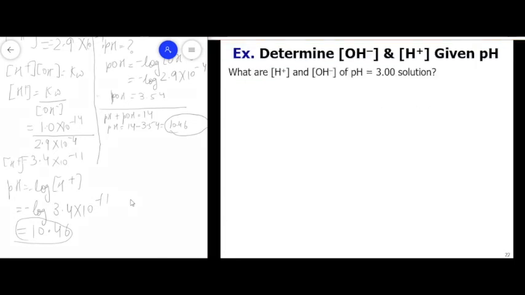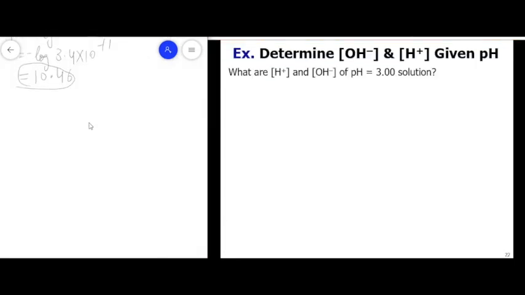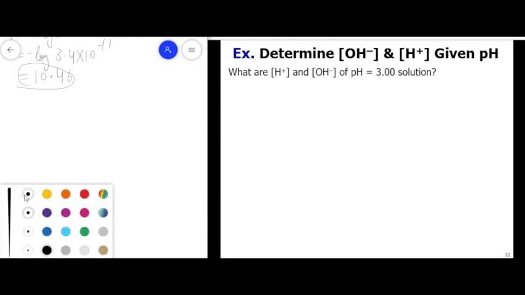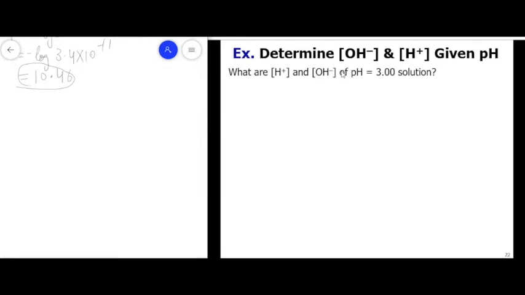All right, let's try another example. This example says determine the OH ion and H ion concentration given the pH. What are the proton and hydroxide ion concentration for a solution where the pH is 3? So again, there are two different ways we can solve this question.